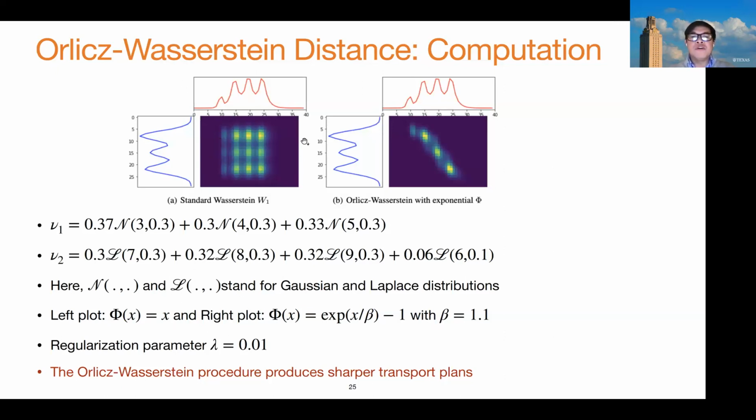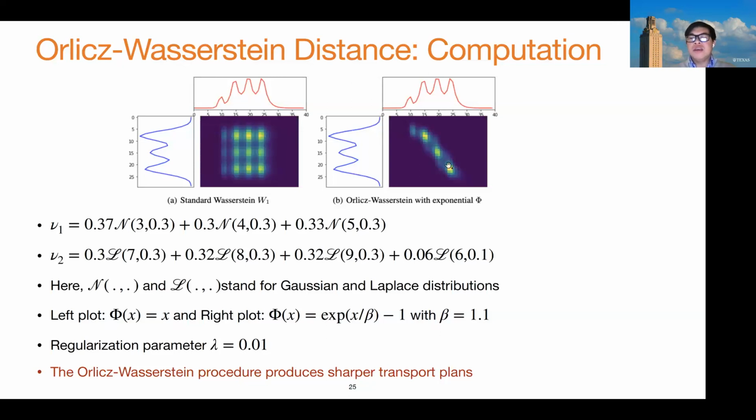So see that the one from the standard Wasserstein metric, we have a very dense matrix, right? On the other hand, for the one on the right-hand side, we actually have a very sparse one. And it actually has some kind of local behavior, right? So somehow each component tries to get to the closest one. And it means that the Orlicz-Wasserstein procedures tend to produce sharper transport plans compared to the standard Wasserstein metric, right?